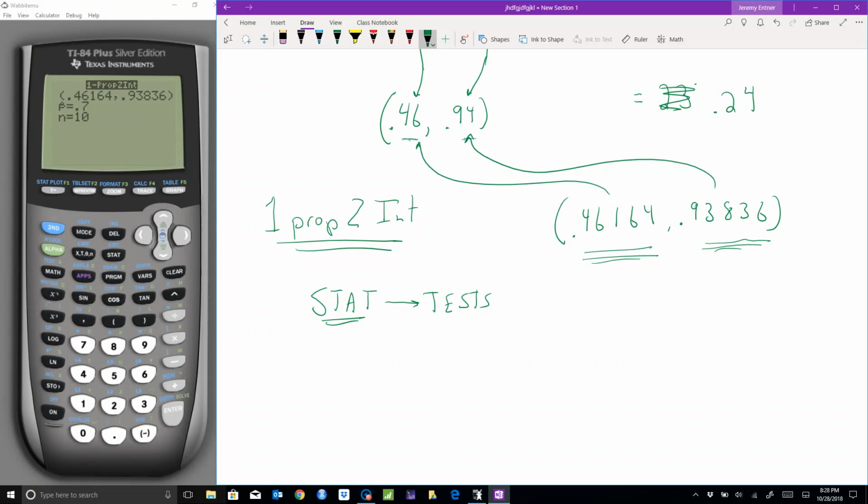So if you do it by hand versus doing it the other way and you see slightly different answers on the test, it's just because of rounding differences between the two ways we can do it. Okay, that's it. That's how you make this.